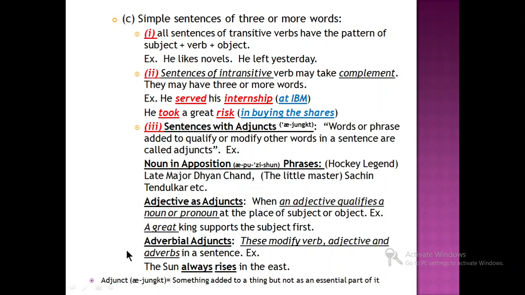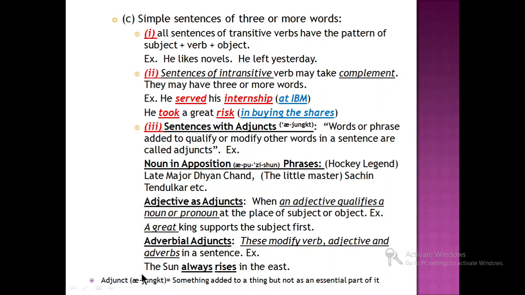Third one is adverbial adjuncts, जहां पर ऐसा शब्द यूज किया जा रहा है जो वर्ब की क्वालिटी को बढ़ा रहा है. सो ये वर्ब की क्वालिटी को बढ़ा सकता है क्योंकि एडवर्ब है. ये किसी एडजेक्टिव की क्वालिटी को भी बढ़ा सकता है और किसी अनदर एडवर्ब की क्वालिटी को भी बढ़ा सकता है. Because we all do know adverbs are those words which modify the meaning of a verb, adjectives और adverbs. ये तीनों जगह आ सकते हैं.